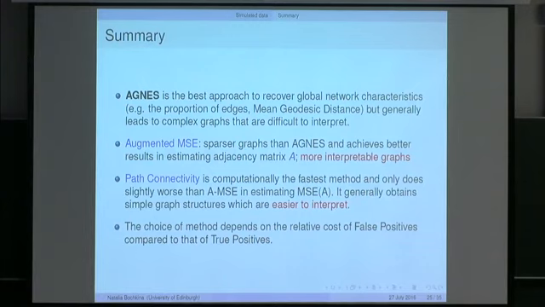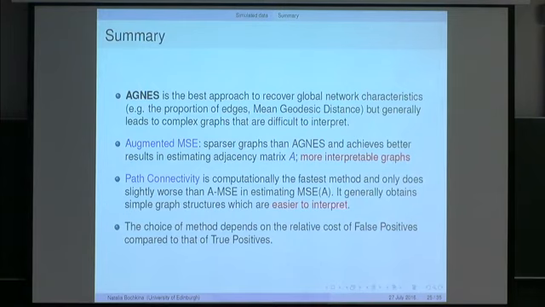To summarize this approach, we just use the clustering method to choose the original estimator, and then the augmented mean square error actually did really well. Among the ones we considered, it seems to be the best method. However, it's quite intensive because it uses subsampling. And the path connectivity does marginally worse, but it's much faster.